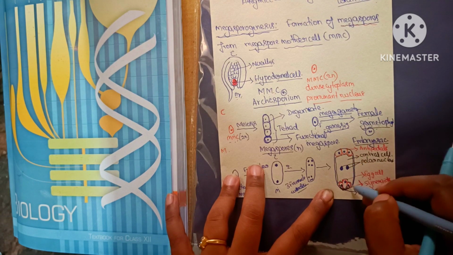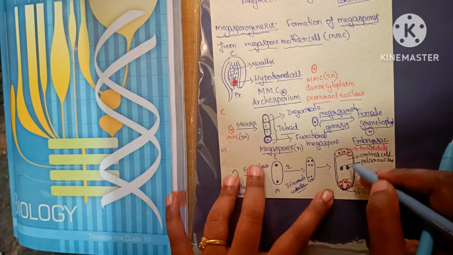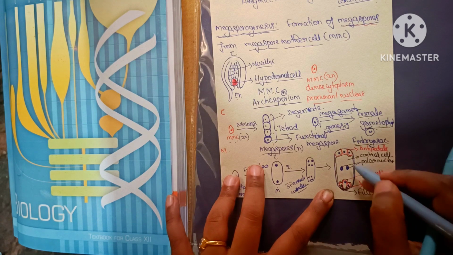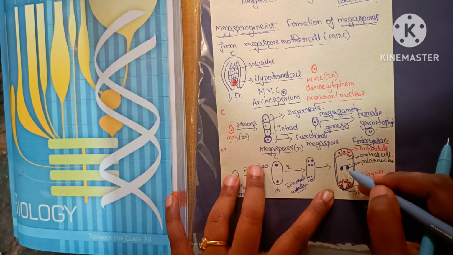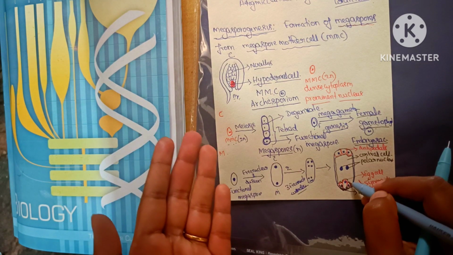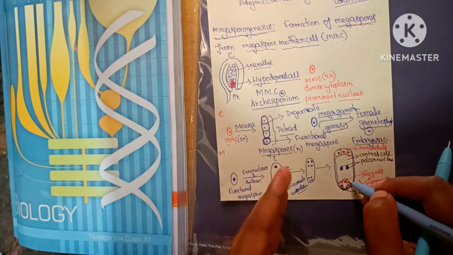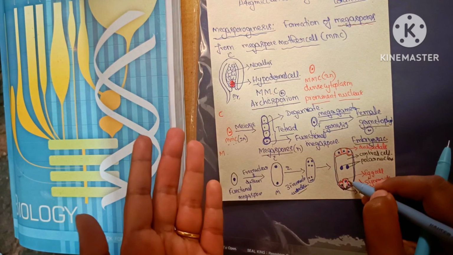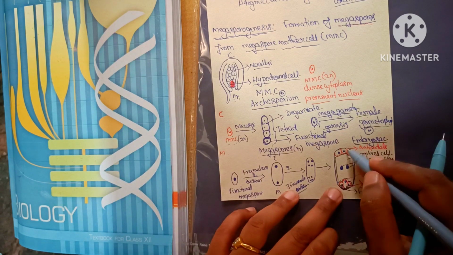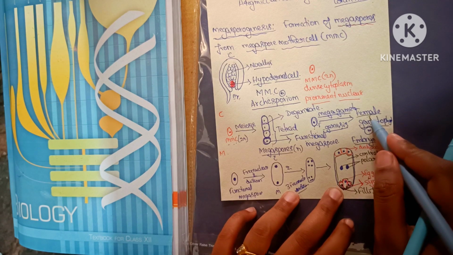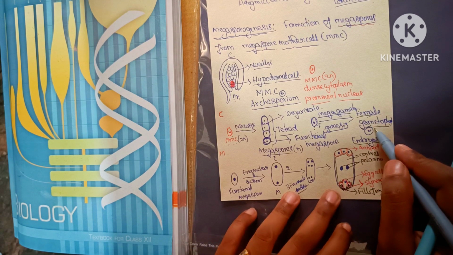We are calling it female gametophyte because this entire structure is formed to carry the female gamete, that is the egg cell. As we studied, the pollen grain is called male gametophyte because it carries 2 male gametes in it. Since the embryo sac carries 1 egg cell, it is referred to as female gametophyte.